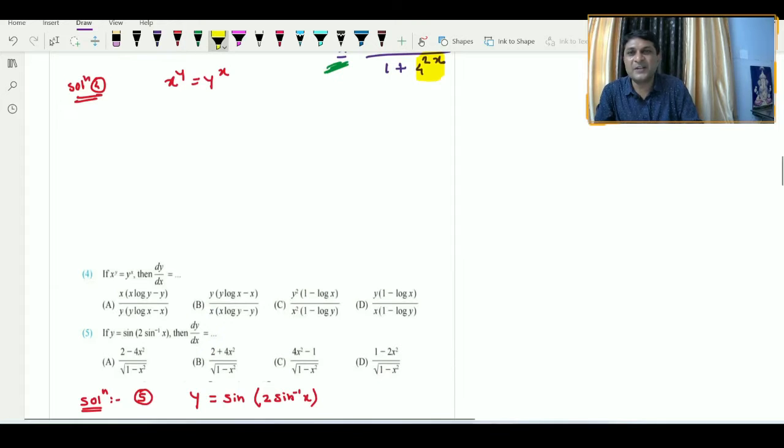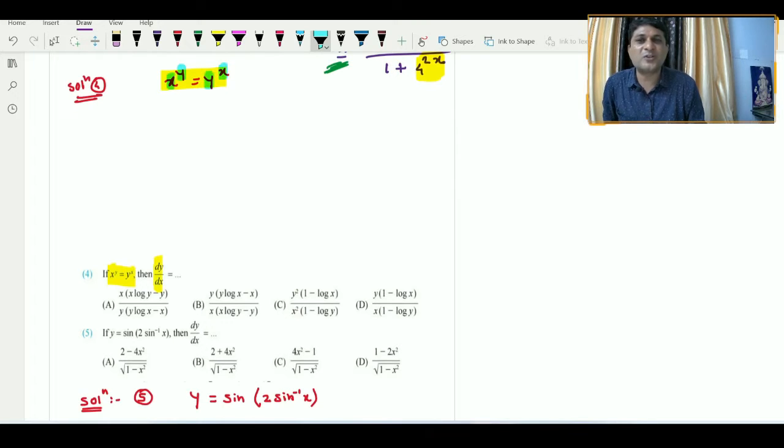Now see example number 4. Here the given function is x raised to power y is equal to y raised to power x. So here the given function is an implicit function and we have to find its derivative. So we have considered this function. Now if we observe the function, it is in the form of f of x raised to power g of x, and here also f of x raised to power g of x.